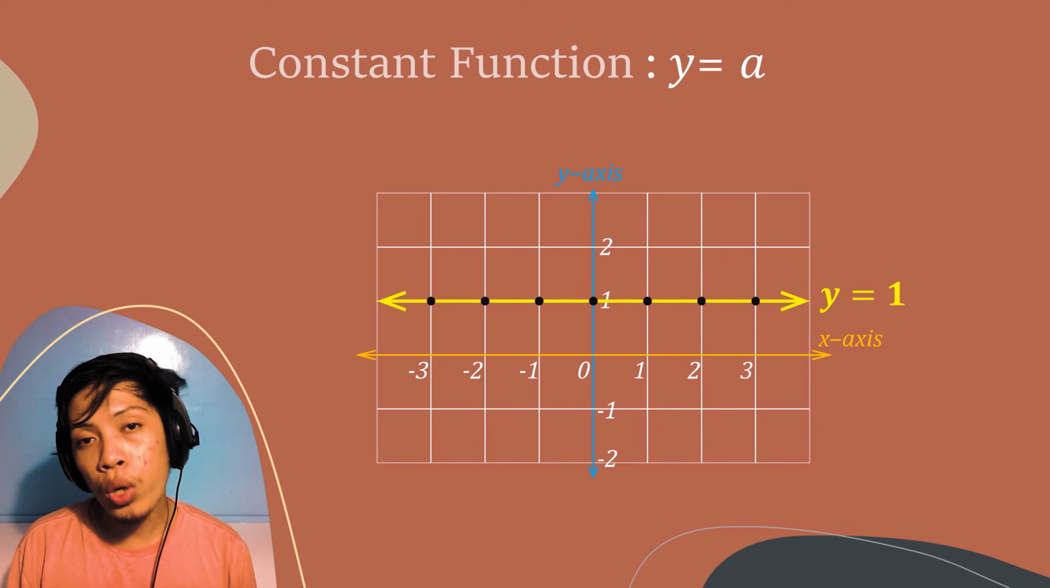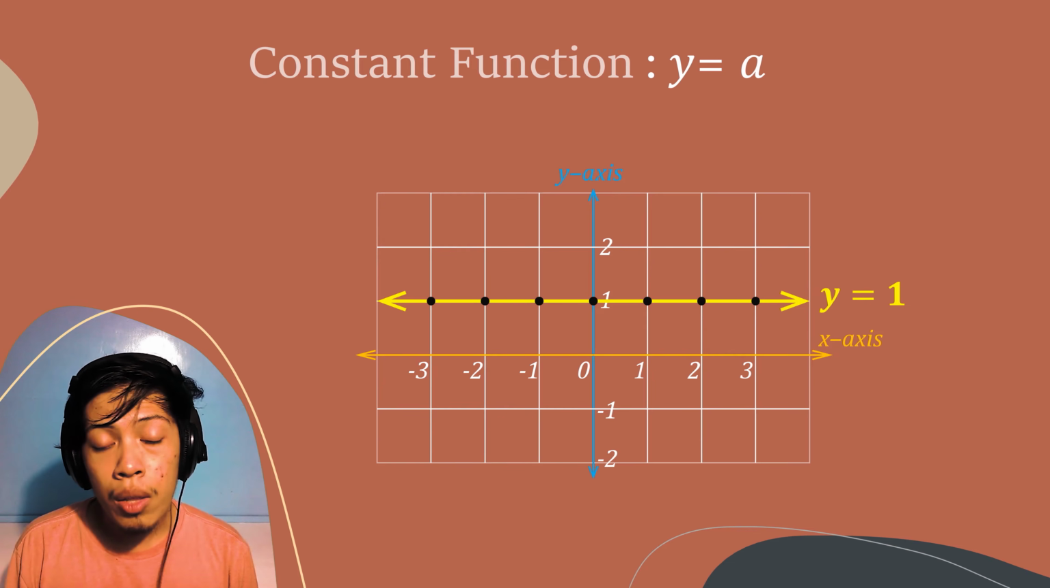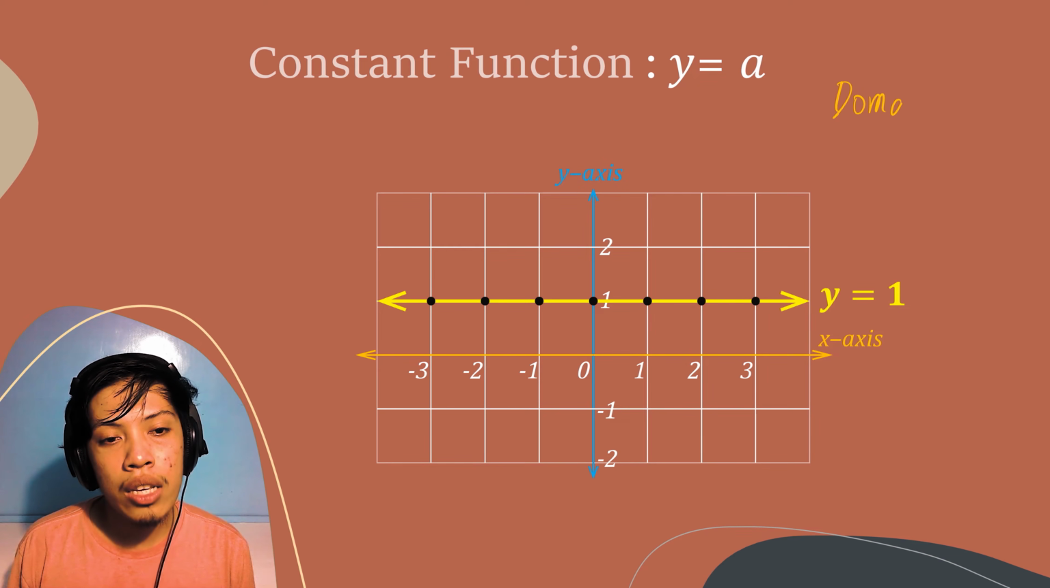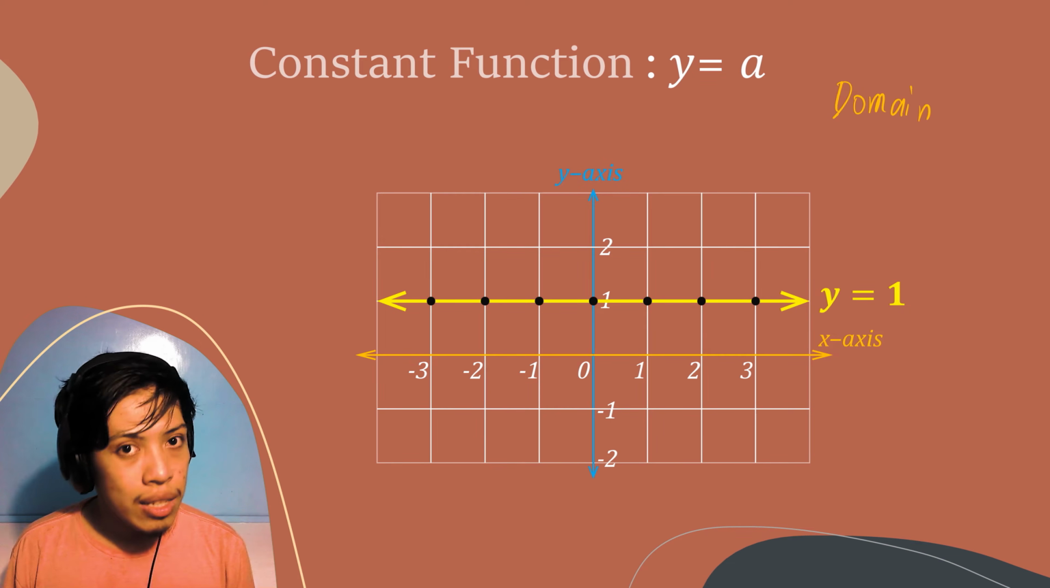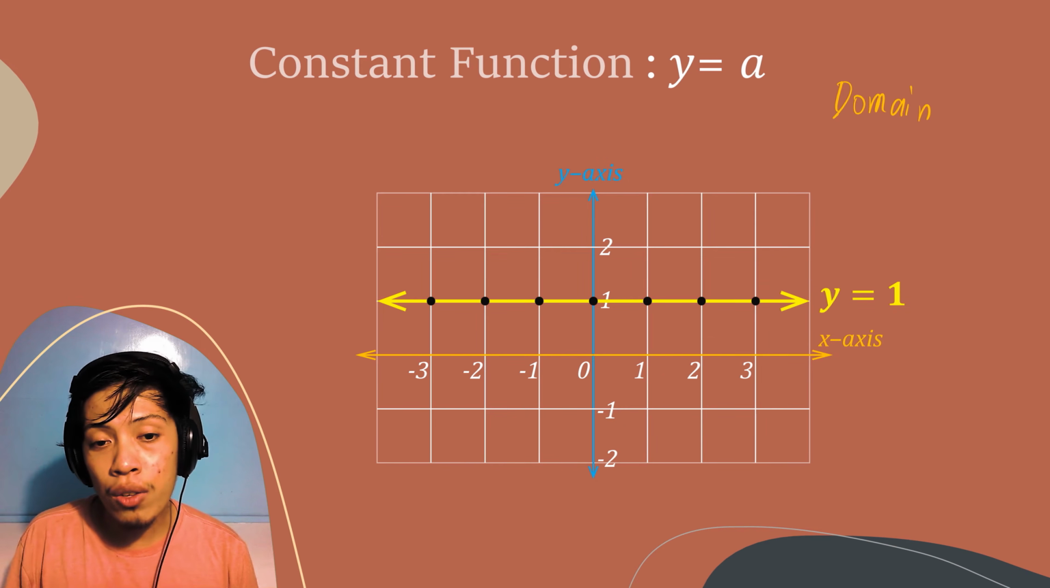Now, since we are in this topic, it is also important that you know how to identify the domain and range. And I think this is very easy because we already have the graph of the function. So to find the domain and range, let's find first the domain. Take note, the domain is the set of all permissible values of x.